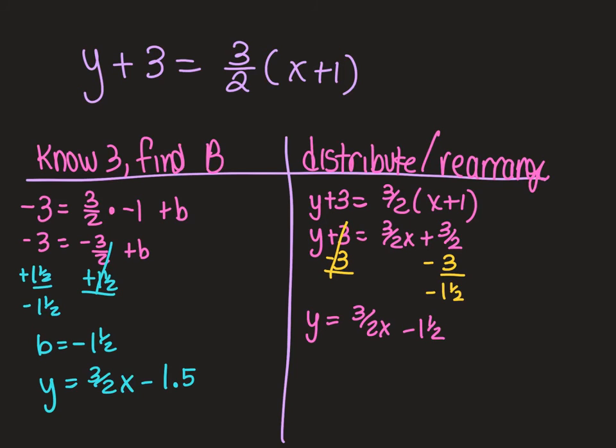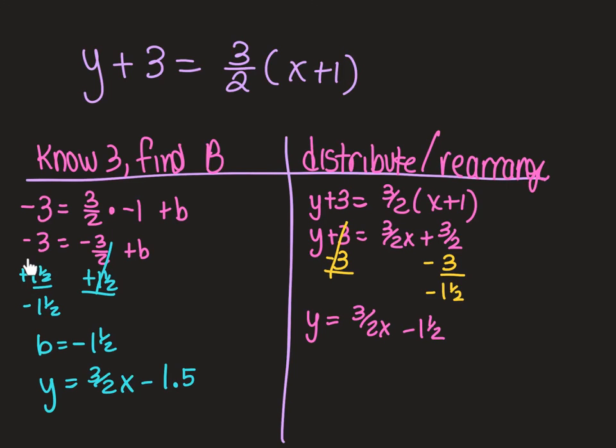All right, so this is my answer, this is my answer. Let's do the know 3, find b. So y is negative 3 because it's the opposite. Slope is right here. X is negative 1 because it's the opposite sign of this. Negative 1 times 3 halves is negative 3 halves. Add 3 halves. I decided to change it to 1.5 at this point. So I did add 1.5, add 1.5.